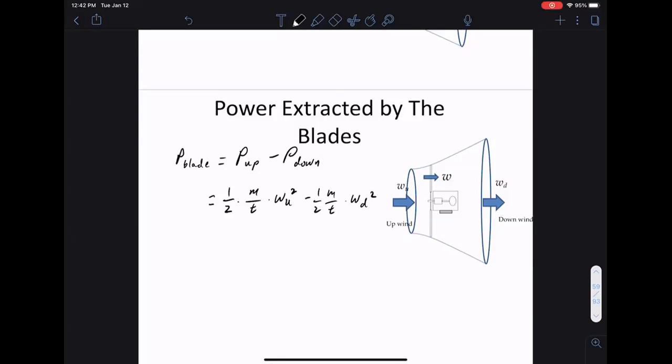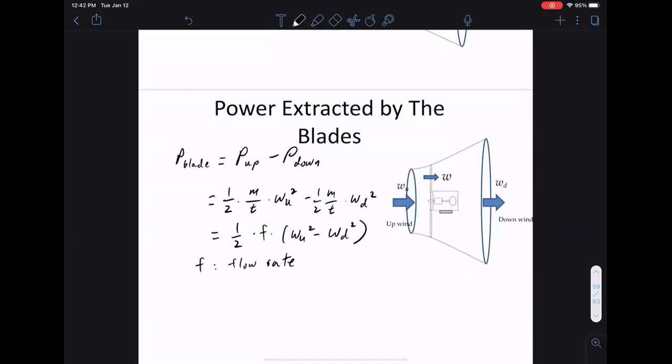All right. So if you collect all this together, we get the power of the blade is half times this flow rate multiplied by the difference of the squares. Okay, this is our flow rate. Now, how do we compute the flow rate?